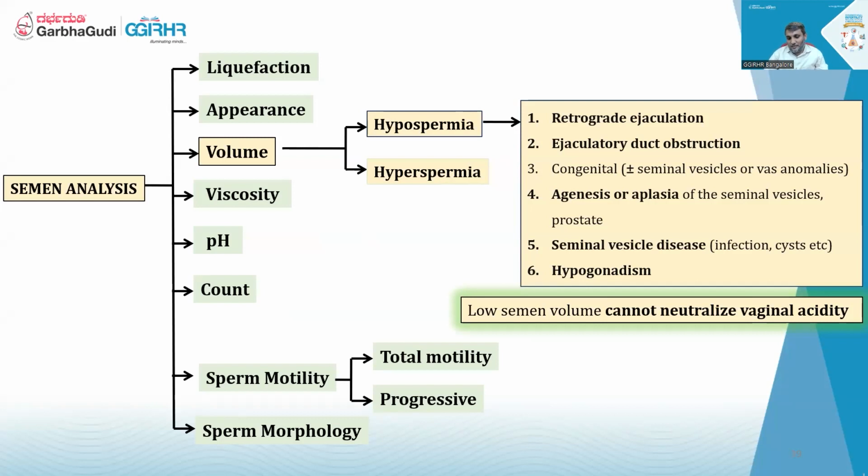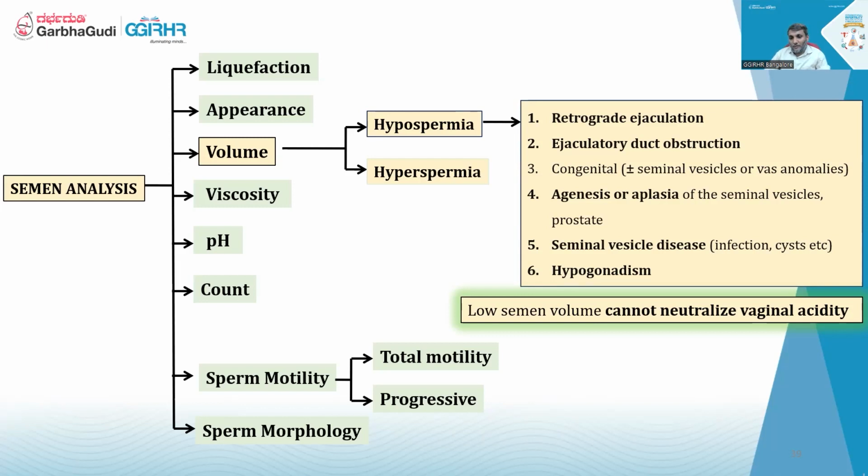Okay, so when there is a block, the volume will be very low. It's called hypospermia. Agenesis means some organs may not be developed, like the seminal vesicles may not be there. Only sperm will come, with very low volume, one drop. Because the seminal vesicles may be absent, or the prostatic gland may be absent, and seminal vesicle disease can also cause low volume. Hypogonadism can also cause low volume.